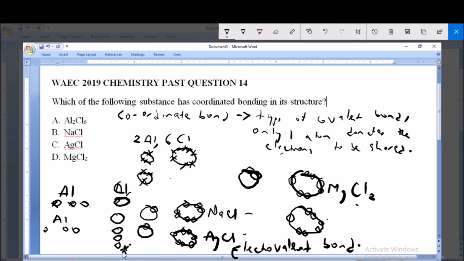So this aluminium atom will share with 3 of the chlorine atoms, and the other aluminium will share with the remaining 3 chlorine atoms. So the answer is A, which is aluminium chloride.